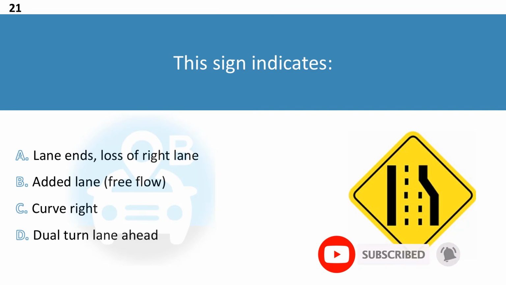This sign indicates A. Lane ends, loss of right lane. B. Added lane, free flow. C. Curve right. D. Dual turn lane ahead.